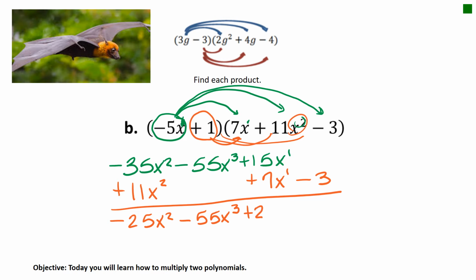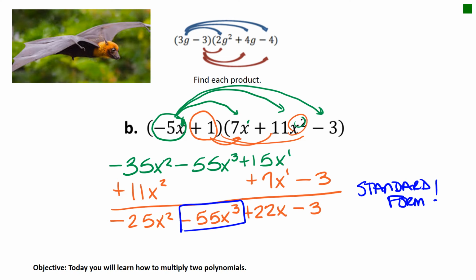15 plus 7 is positive 22x to the first, and then there's a minus 3. Uh-oh, this is not in standard form, so we need to rewrite it. Remember standard form? The one with the biggest exponent comes first.